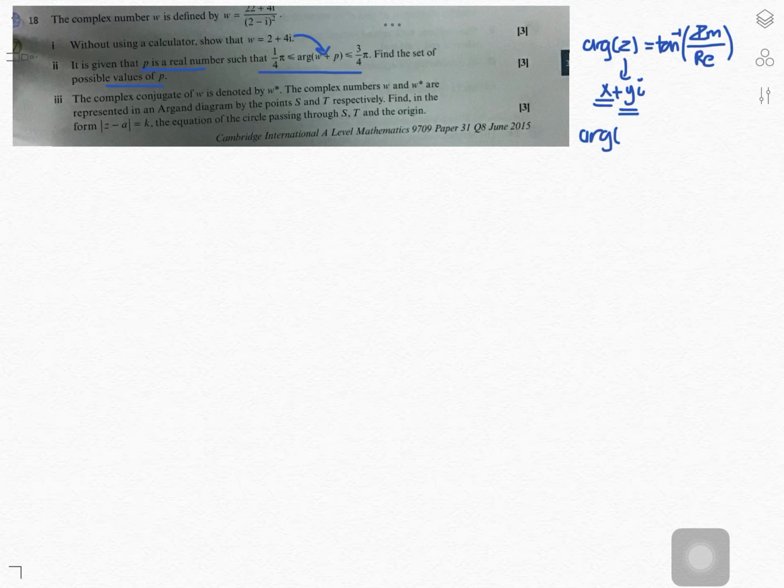Now in our question, it is argument 2 plus P plus 4I. If you solve the middle part, this is what you will get. I know that I can express this as tangent inverse imaginary, which is the 4, over 2 plus P. Okay, so this is the first idea.